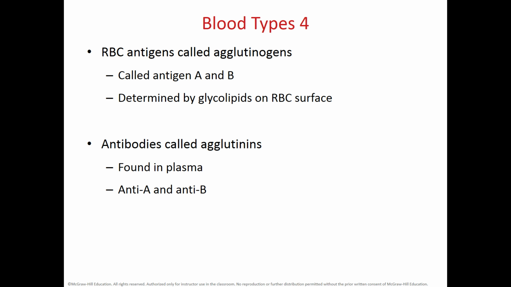Now, the antigens are called antigen A and B and also D. These are determined by glycolipids on the red blood cell surface. And the antibodies found in the plasma, the agglutinins, will be anti-A, anti-B, or anti-D.